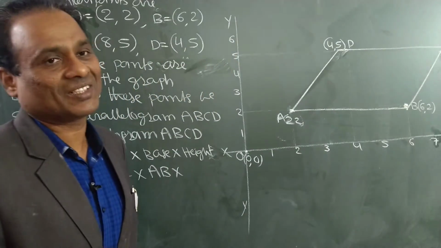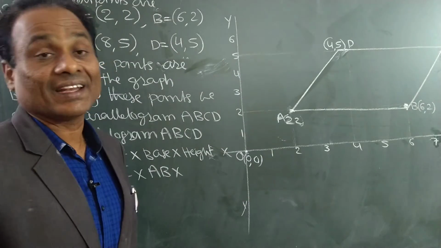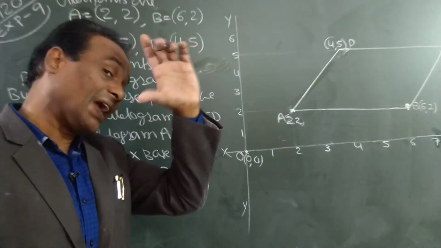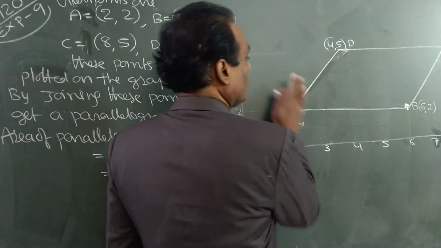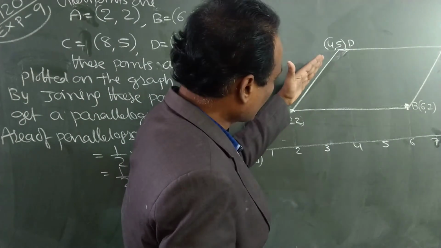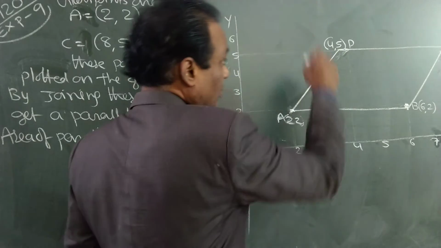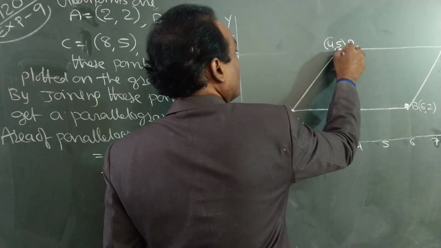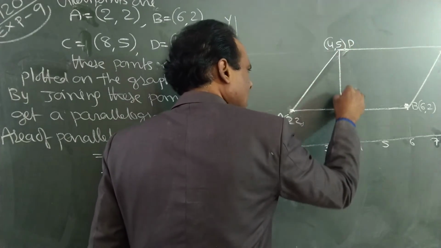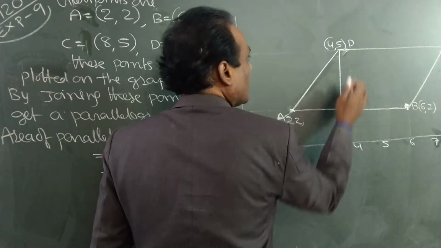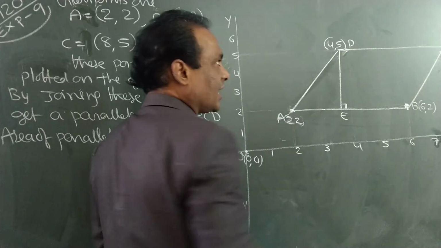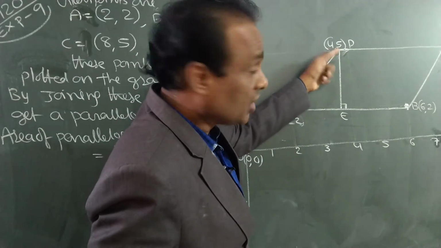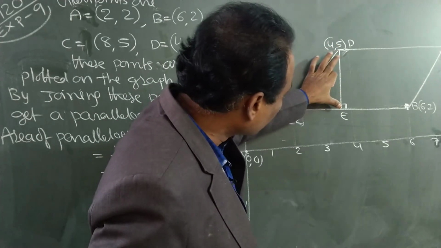What is the height? See, what is the height concept? I will explain. Height means we can't measure across like this. It is straight. Suppose this is a point, from here if you draw a perpendicular line from one vertex, that is called height.